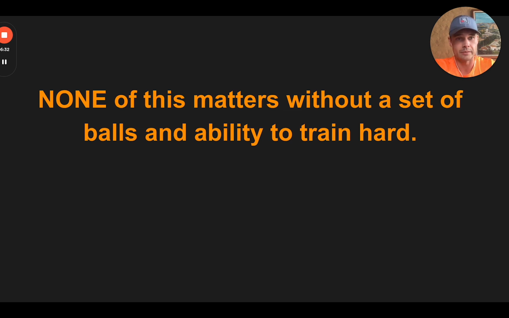So many people are worried about the details, and they don't have this. They do not have the balls to push things. So you need to have this in place first for all this other stuff to matter. Okay? Very, very important point.